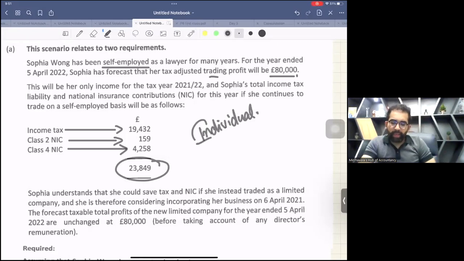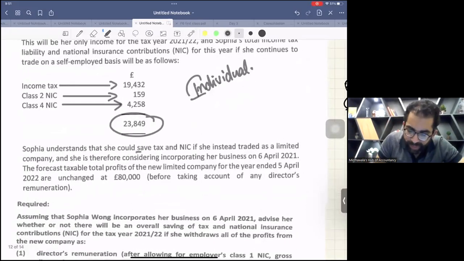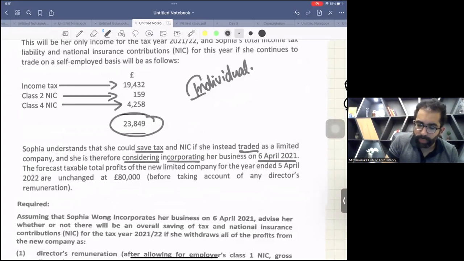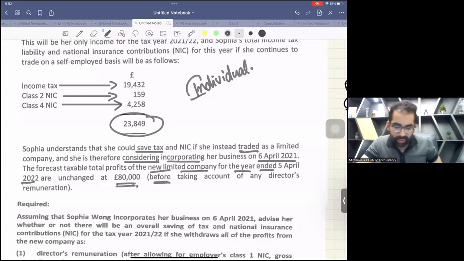Now she will form the company in front of you. Sophia understands that she could save tax and NICs if she instead traded as a limited company, and she is therefore considering incorporating her business on 6th April 2021. The forecast taxable total profits of the new limited company for the year ended 5th April 2022 are unchanged at 80,000. This is before taking account of any director's remuneration. This is the profit of the company now.